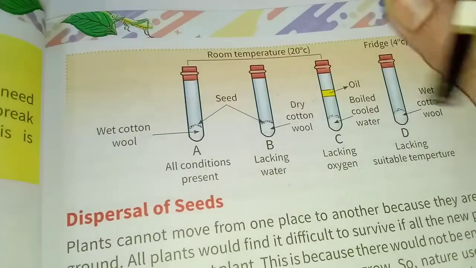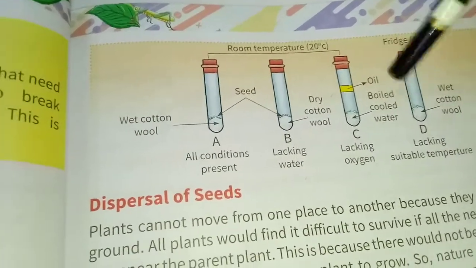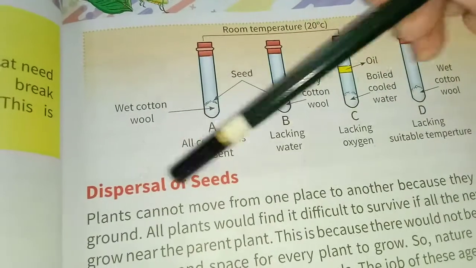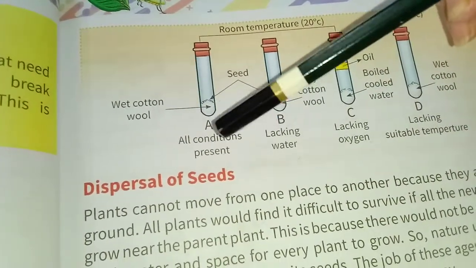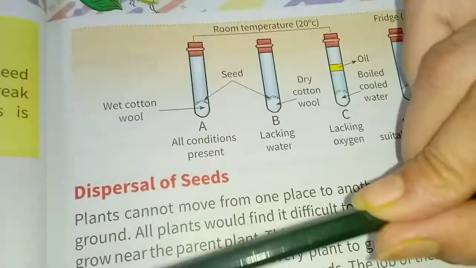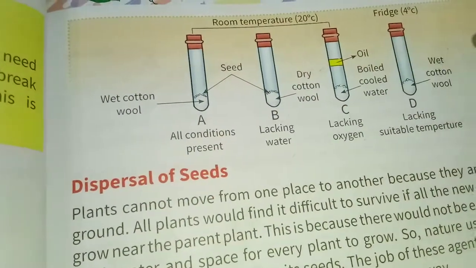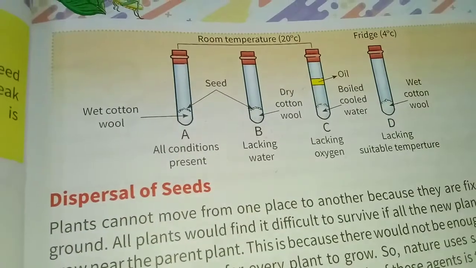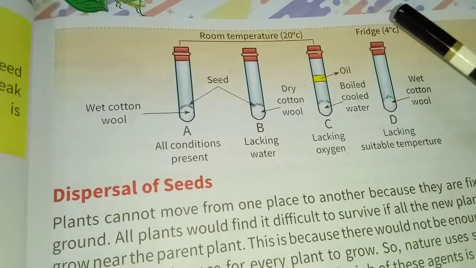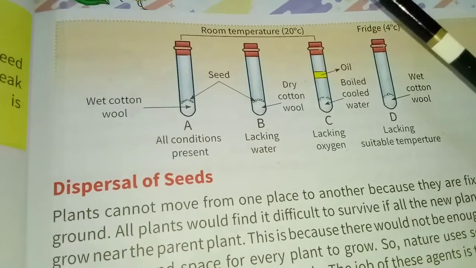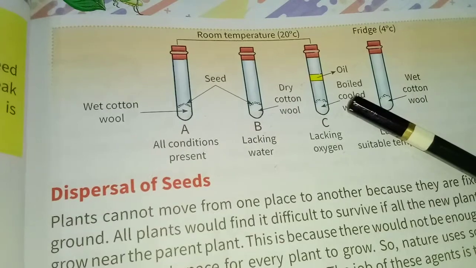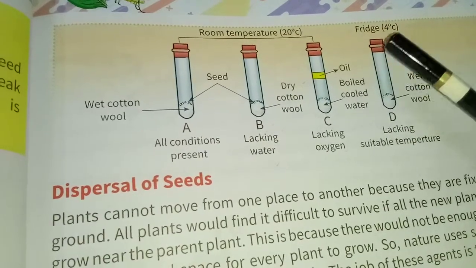So that's all for today's class. In our next class, I'll discuss dispersal of seeds. Till then, please go through the chapter as we completed that part. Try to understand all the chapters. It is very easy. Read it carefully and try to understand. Okay? So, till then, bye.